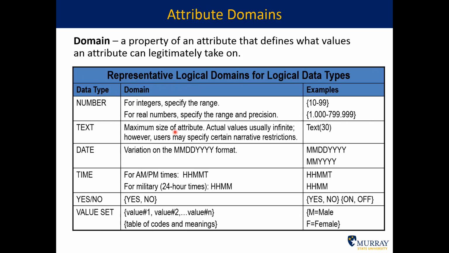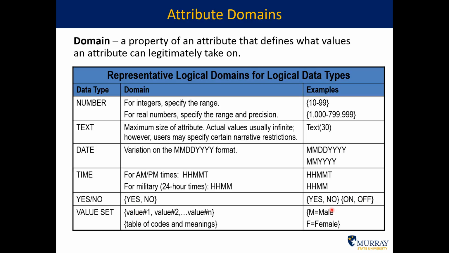Another thing about attributes is that each attribute has a domain, which is basically a set of legal values, or values that an attribute can legitimately take on. For example, you may specify that number can be from 10 to 99. Let's say you're talking about age here. You can specify that text can take any value as long as it's under 30 characters. For date, you can specify the specific format for month, day, and year. For time, you can also specify format. For yes or no, you can specify the range of values is yes, no, on, off, male or female.